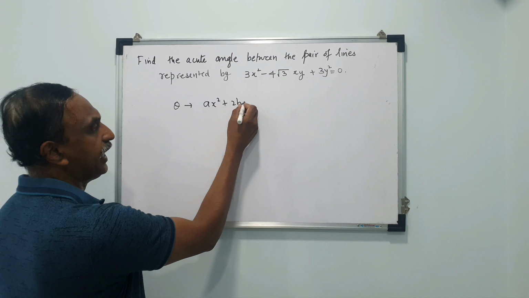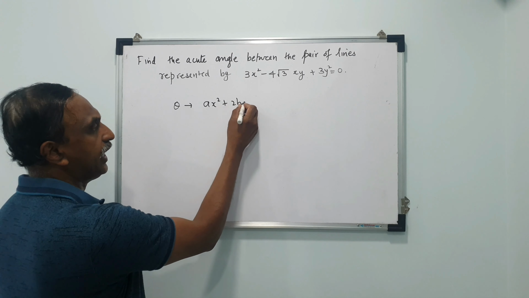Divided by a plus b. So 3 plus 3. So when you calculate this, 2 square is 4, 4 into 3, 12. 12 minus 9 is 3 upon 6. So this becomes root 3 upon 3, which is 1 upon root 3. And we know that if tan theta is 1 upon root 3, theta can be written as tan inverse of 1 upon root 3.